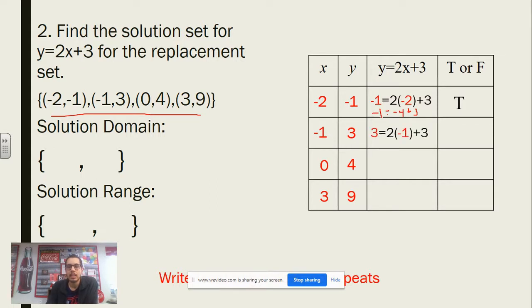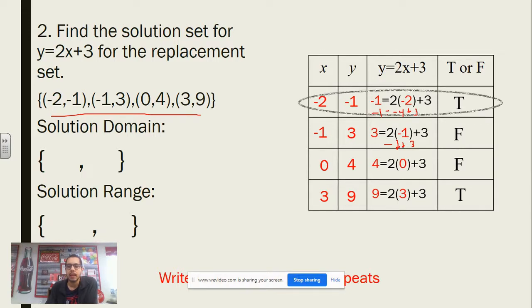Here we have this next one, we have -1, 3. We have 3 as our y value, -1 is our x value. If we were to substitute this, 2 times -1 would give me -2, plus 3 would give me +1. And so we know that this is not a true statement. If we plug in 0, 4, we see that that also is not a true statement. And when we plug in 9 and 3 into our equation, we see that that is a true statement.